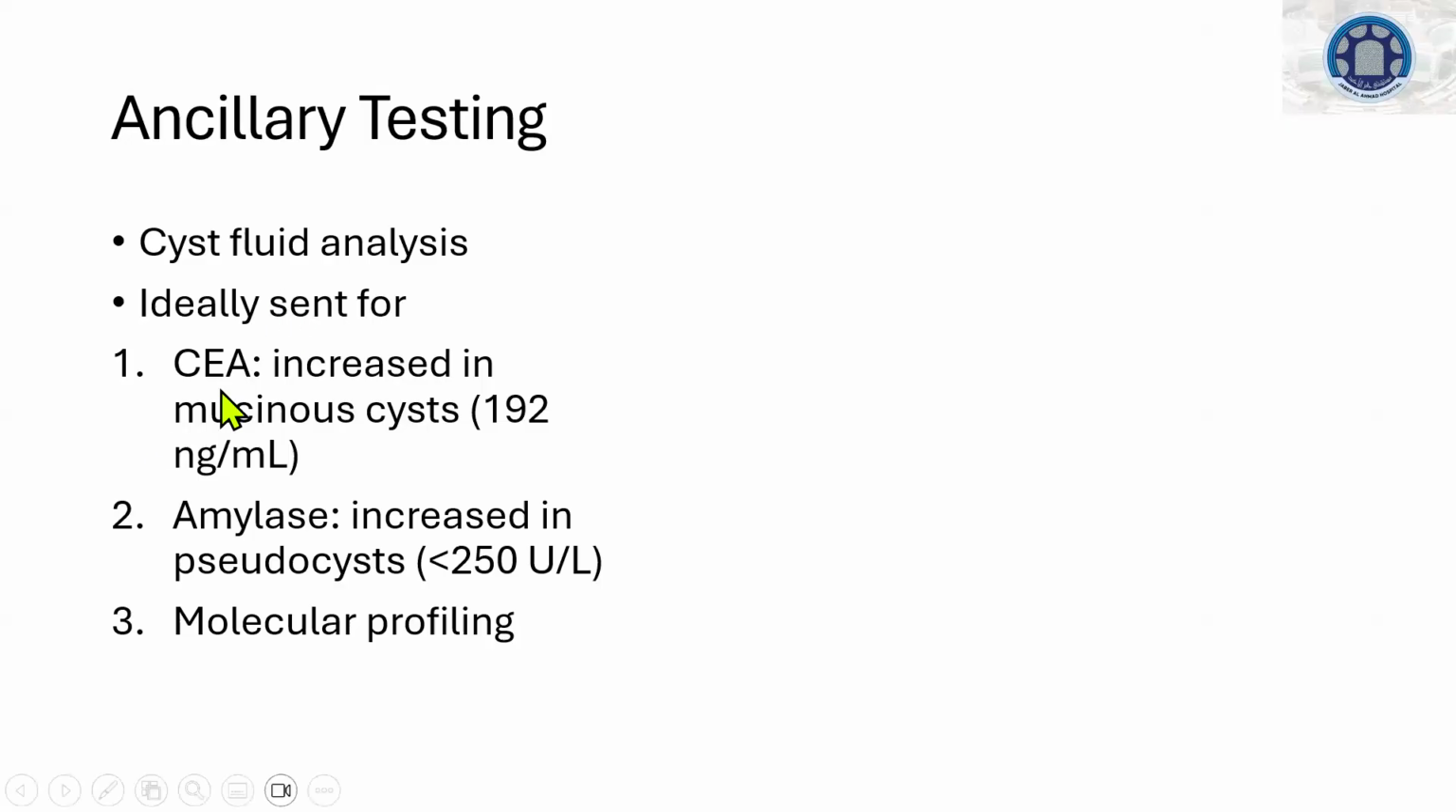So when you send for biochemical, you should check for CEA. Cutoff is 192. Amylase cutoff is 250. So less than 250 will essentially rule out pseudocyst. So if the clinician is suspecting pseudocyst and the amylase is less than 250, no, it is not a pseudocyst.